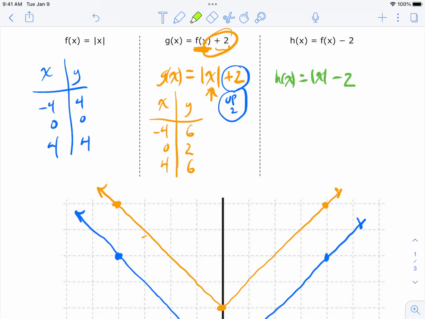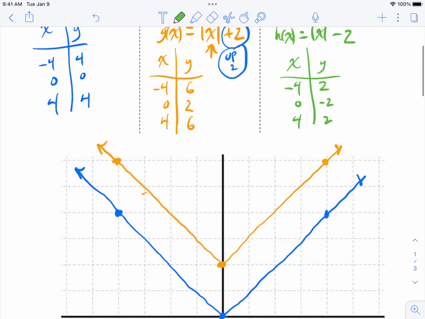Okay. So if you want to go carefully here, you could make another xy table. Let's put the same values for x in: -4, 0, and 4. If you plug in a -4 here and take the absolute value, it's a 4, but then you subtract 2, it's a 2. If you plug a 0 in here, it's 0, and then you subtract 2. If you plug a +4 in here, it's 4, but then you subtract 2.